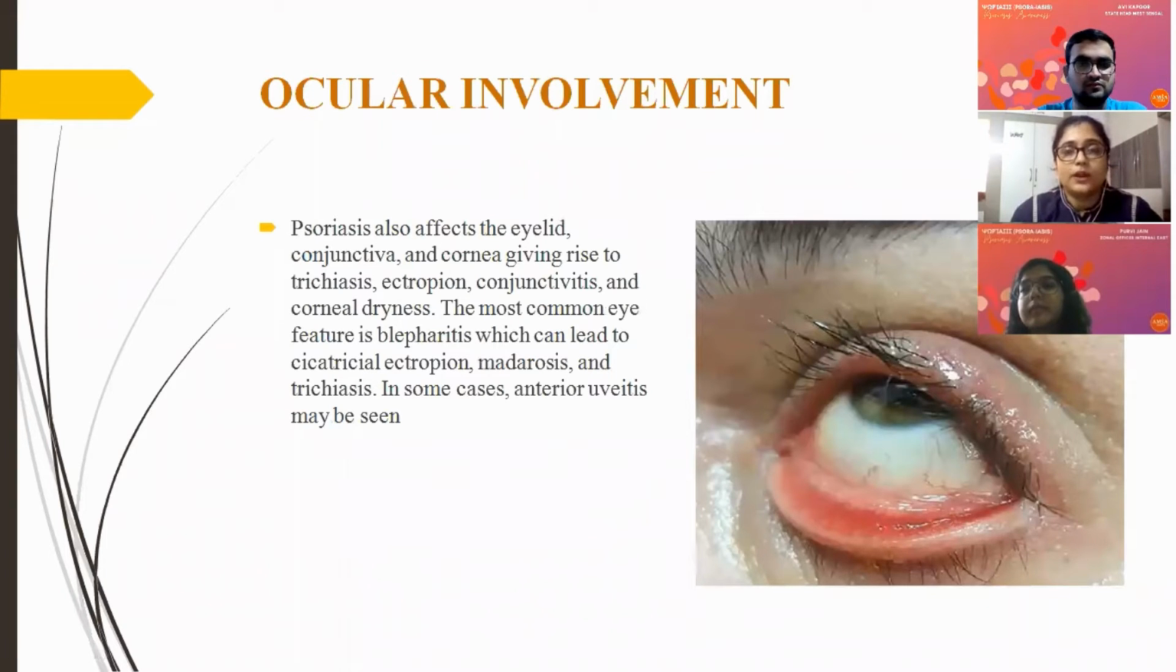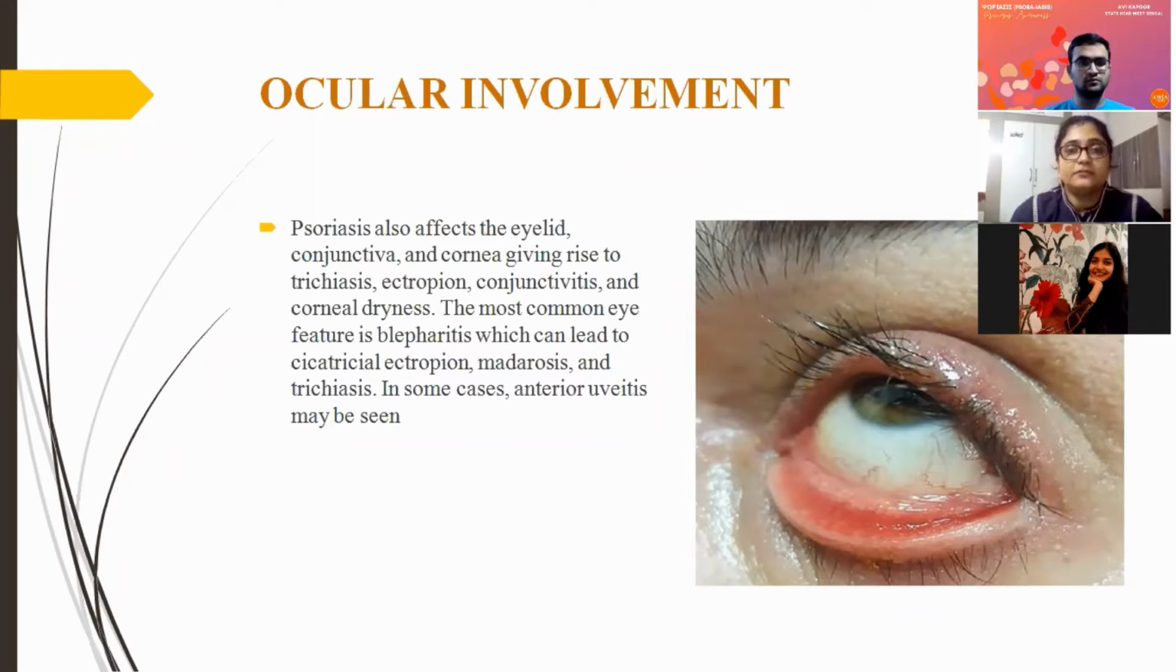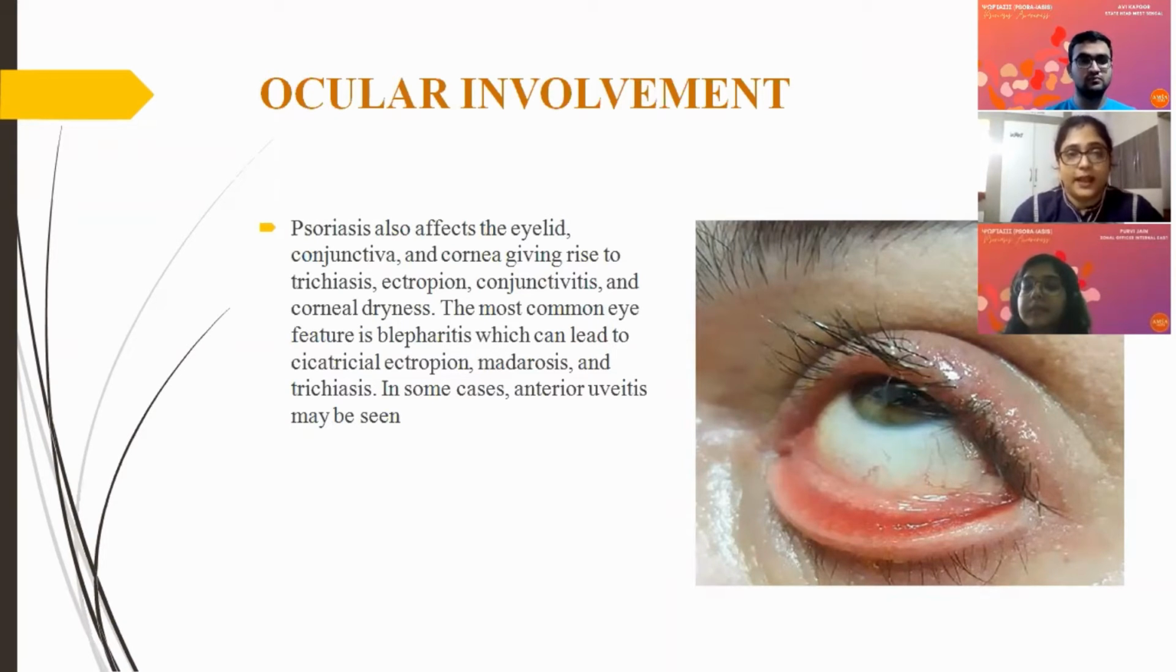There is ocular involvement. Psoriasis also affects the eyelids, conjunctiva, cornea, giving rise to trichiasis, ectropion, conjunctivitis, and corneal dryness. The most common eye feature is blepharitis, which can lead to cicatricial ectropion, madarosis, trichiasis. So these are the presenting features of ocular psoriasis.